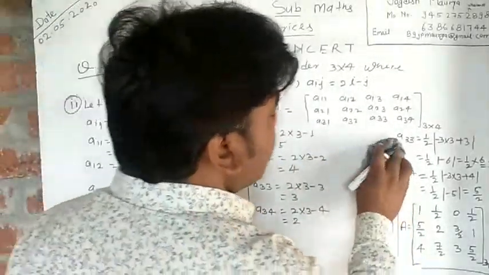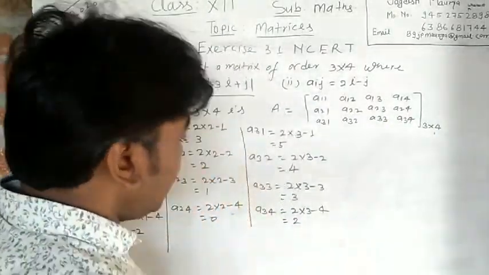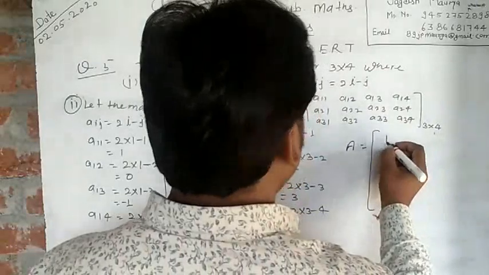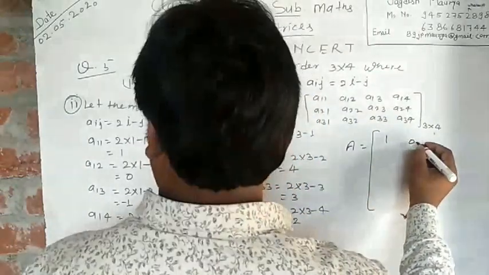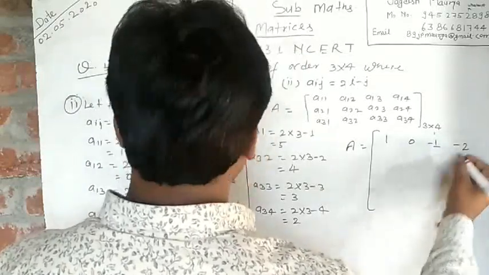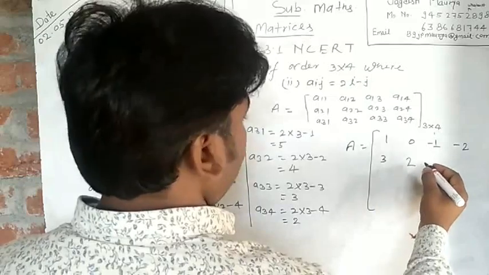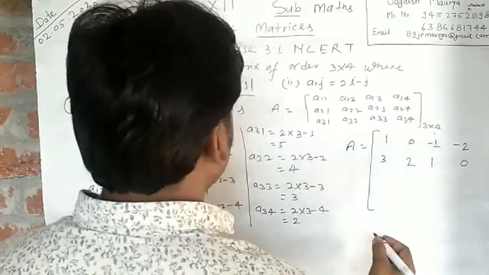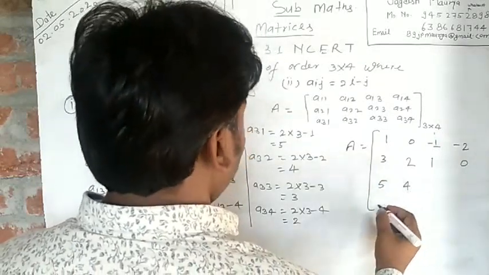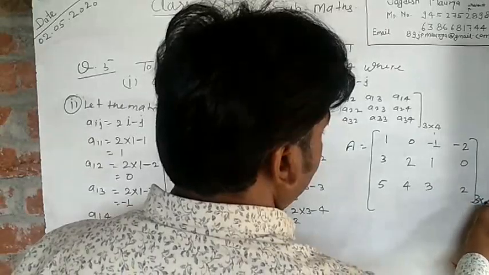Hence the matrix is: A11, this will come 1, A12 is 0, A13 minus 1, A14 minus 2; A21 means 3, A22 is 2, A23 is 1, A24 is 0; A31 is 5, A32 is 4, A33 is 3, A34 is 2. This is a matrix of order 3 by 4.